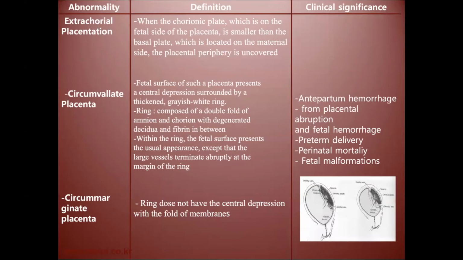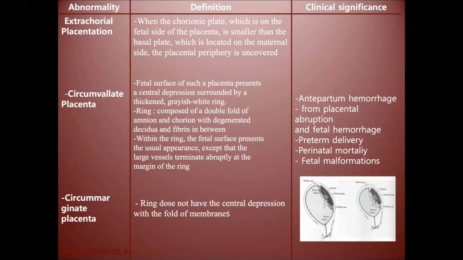Then we have extrachorial placentation. Normally, the chorionic plate extends to the periphery of the placenta and has a diameter similar to that of the basal plate. With extrachorial placentation, however, the chorionic plate fails to extend to this periphery, leading to a smaller chorionic plate. One of the forms is a circumvallate placenta.